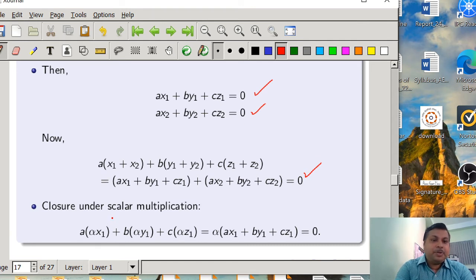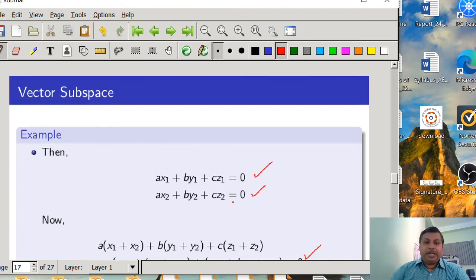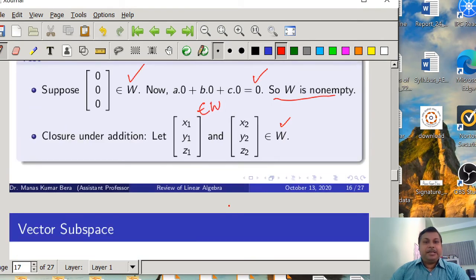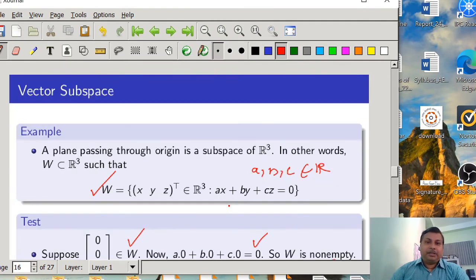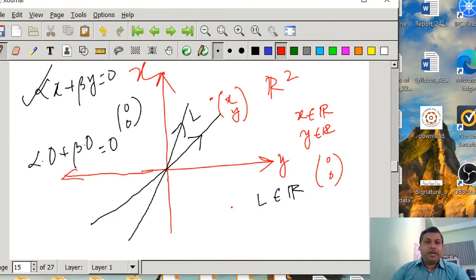And similarly we can verify whether it is closed under scalar multiplication or not. We will choose any scalar alpha, then alpha into x1, alpha into y1, alpha into z1. If we put it in the equation, then we find that it also results in 0. So the plane which is passing through the origin in R3 is qualifying as a subspace of R3. So what will be the pictorial representation?